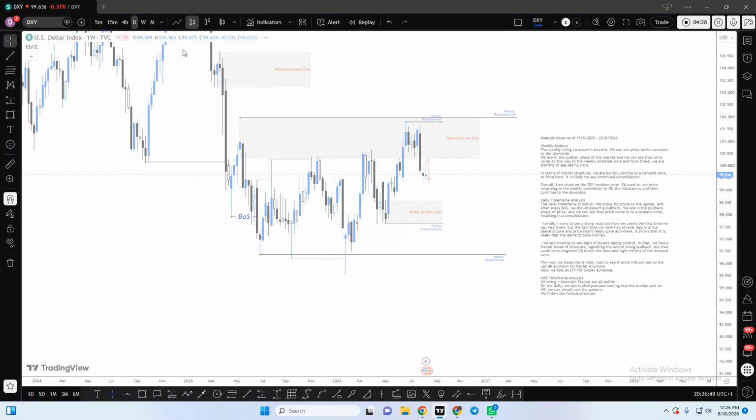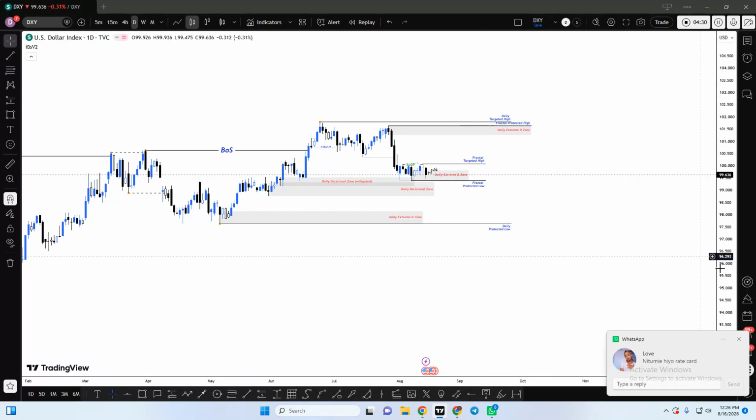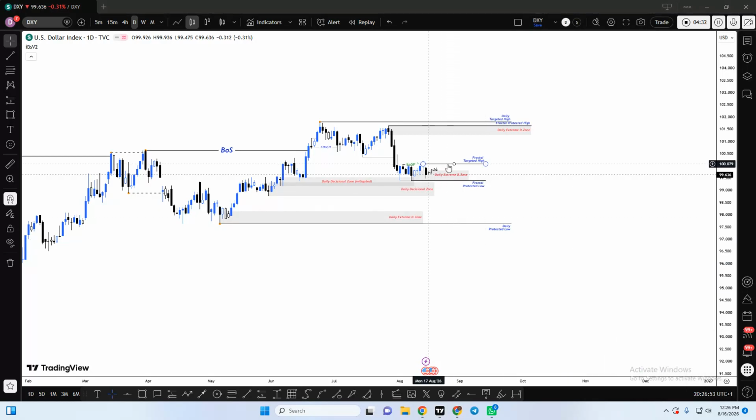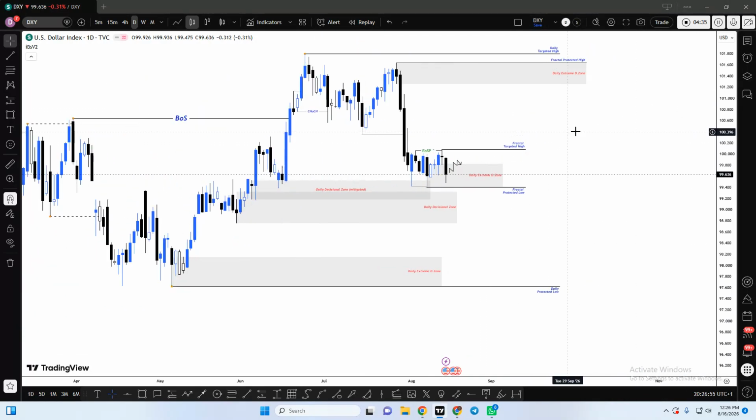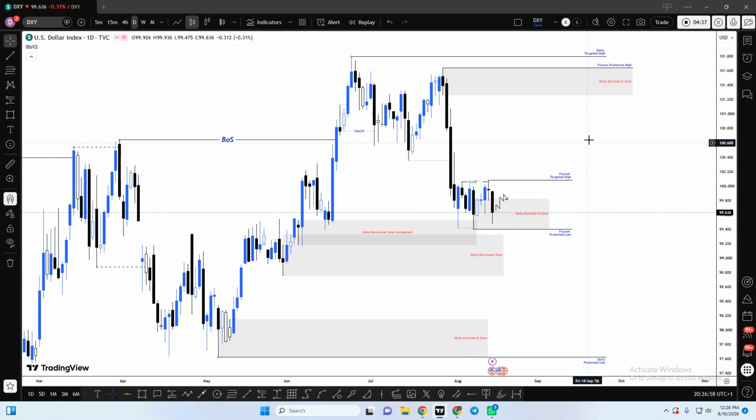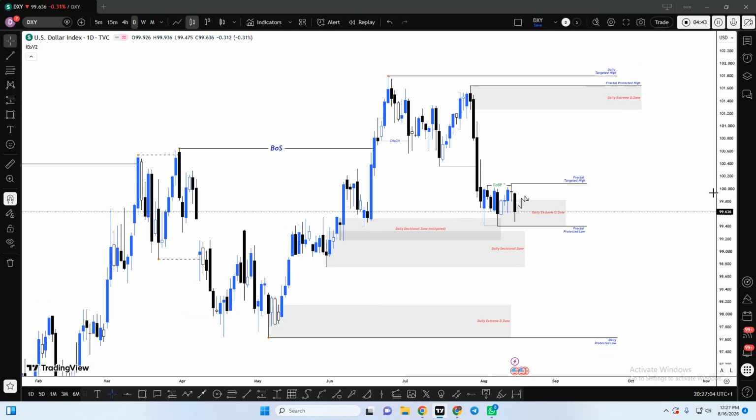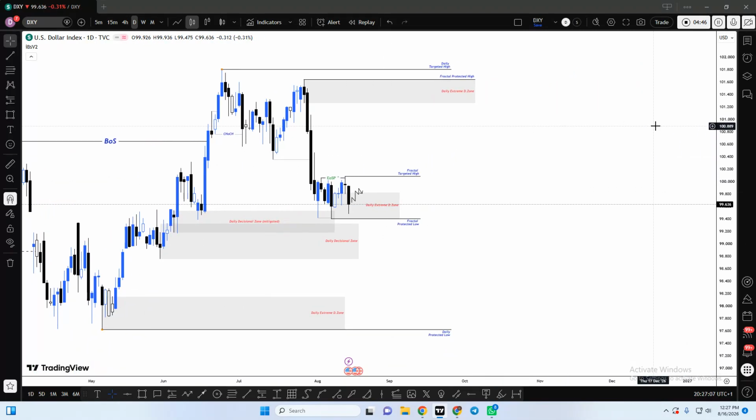So if we move to the daily, let's see what we have. This is where we broke structure on the daily time frame. So the daily is bullish, quite bullish.